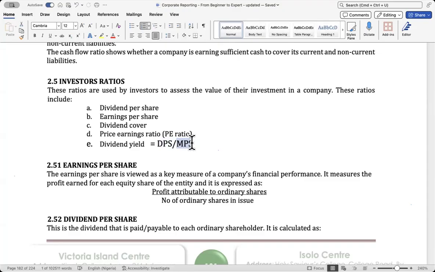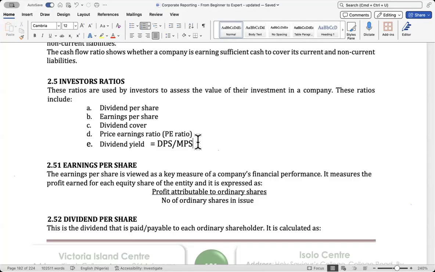Because if the one that is paying 4 naira, you bought those shares for 2 naira, that means it has returned your money like twice. But the one that is giving you, what am I saying? Let's say the one that gave you 4 naira, you bought those shares for 4 naira. But the one that is giving you 2 naira, you bought those shares for 1 naira.